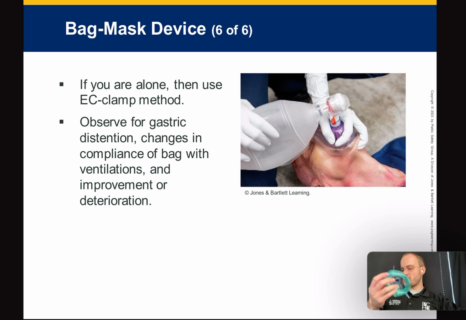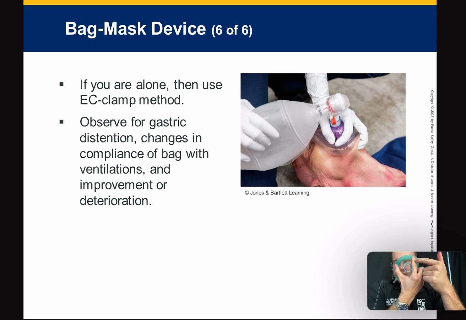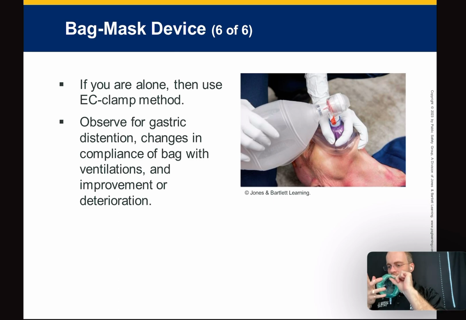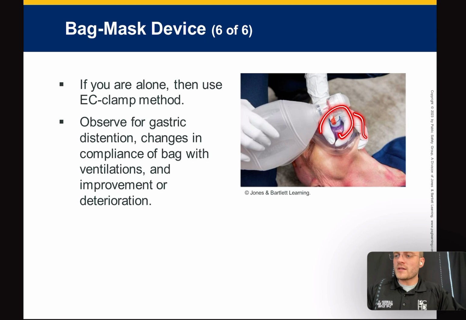So if you're alone, you use the EC clamp. I just described that. Here's the C, this. Whoops. Sorry, guys. It's backwards on the camera. C, and then this is the E. The E goes on the jaw. So I'm lifting the jaw up into the mask. Okay. That's what they're. Oh, I had a picture. What am I doing? C, and then E. Okay.